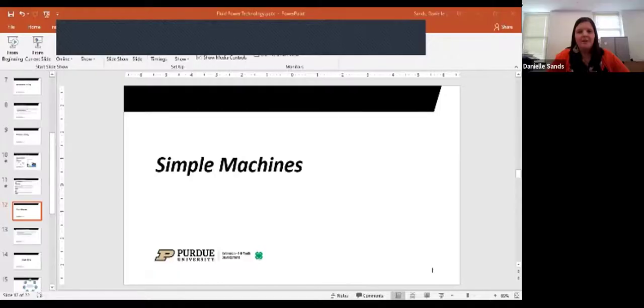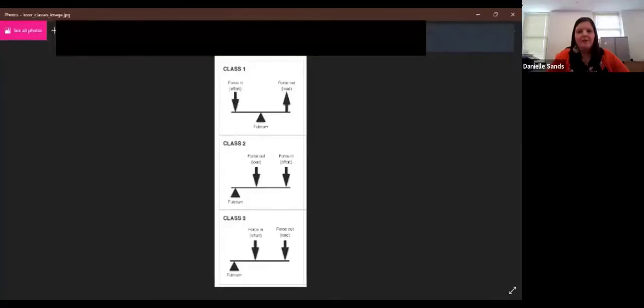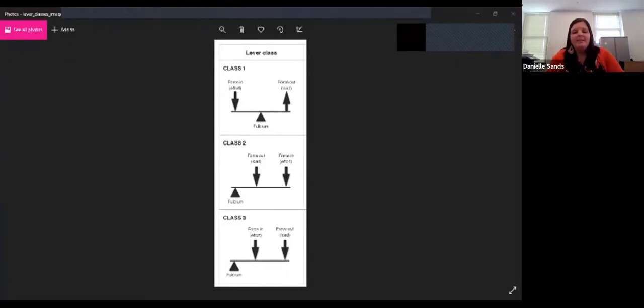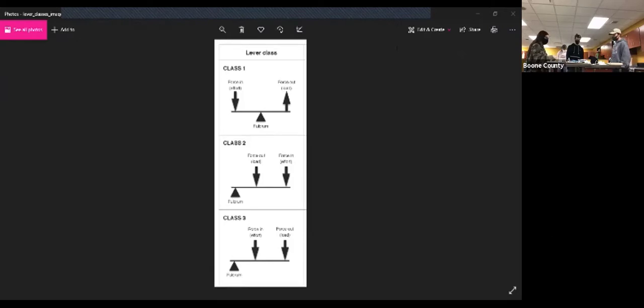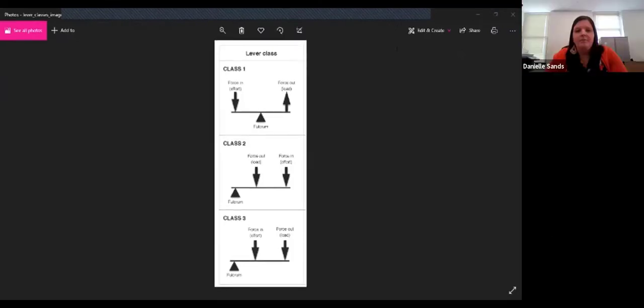Okay, well, let's move on to the levers. I'm going to share my screen. Lever classes. Class one is basically like a teeter-totter. The fulcrum's in the middle, you apply a force at one end, and the load is forced out at the other end. And this is something you might want to draw in your engineering notebook.